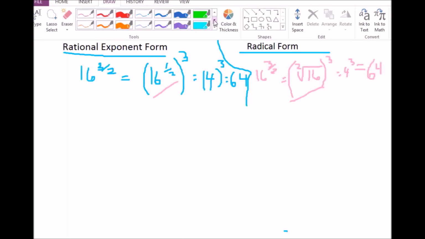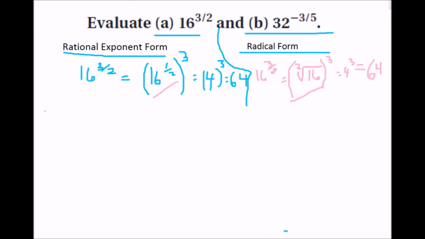Let's look at that second example. It says 32 to the negative 3/5. And first we're going to rewrite this. You probably already realize it has a negative exponent, so we can rewrite this as 1 over 32 to the 3/5. So that's what you do when you see a negative exponent, like you already know.